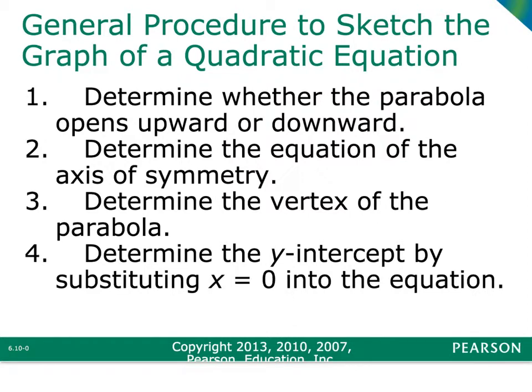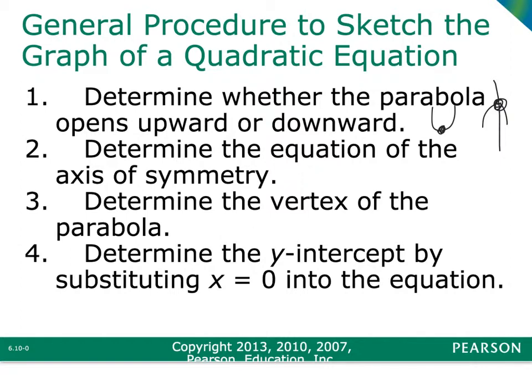In order to sketch a quadratic equation, there's a several-step procedure. The first thing I would do is decide whether your parabola is going to open up like a cup or down like a frown. Second thing I would do is decide what your axis of symmetry is, where your parabola is going to fold in half if you had to fold it. Next, I would locate the vertex, which is either going to be at the top or the bottom of your parabola, depending on which direction it's going to open.